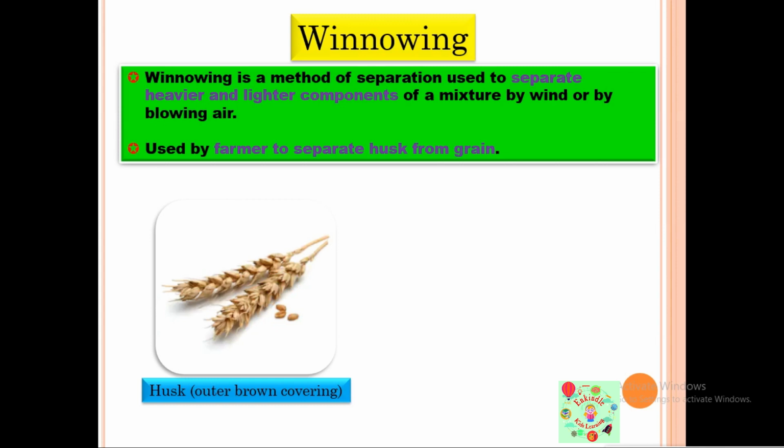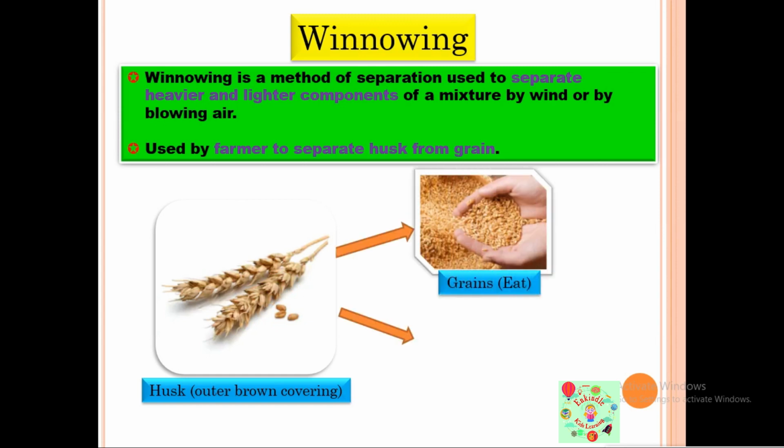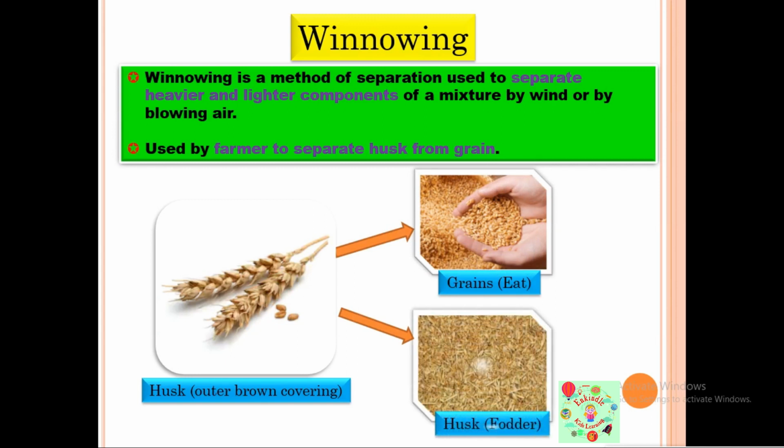Do we eat this husk? No, we don't eat this husk. We only eat the grain which is inside this husk. By the process of winnowing, we separate the grains from the husk. Grains are the ones which we eat, whereas husk is used as fodder. So, winnowing is a method of separation used to separate heavier and lighter components of a mixture by wind or by blowing air. We will look into this method in a still broader way.